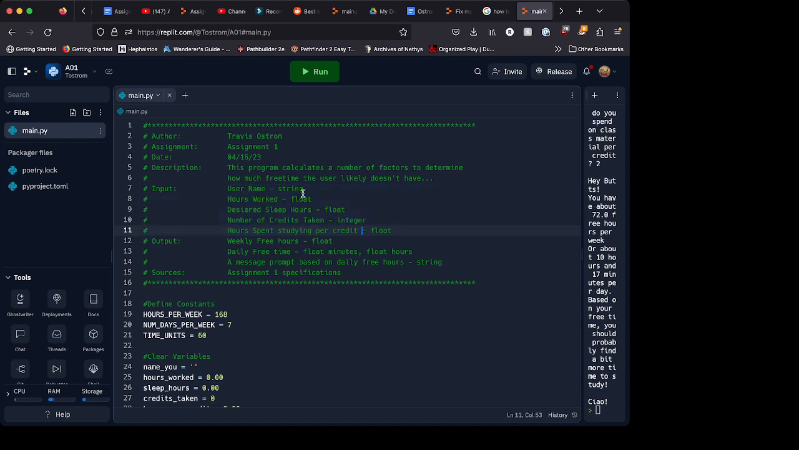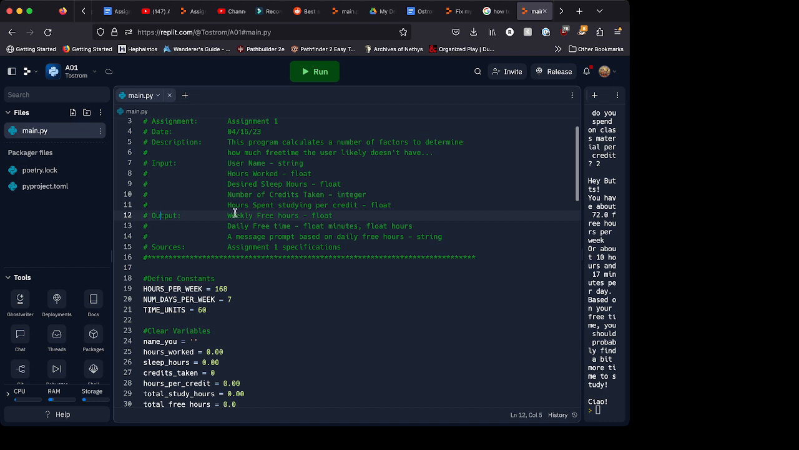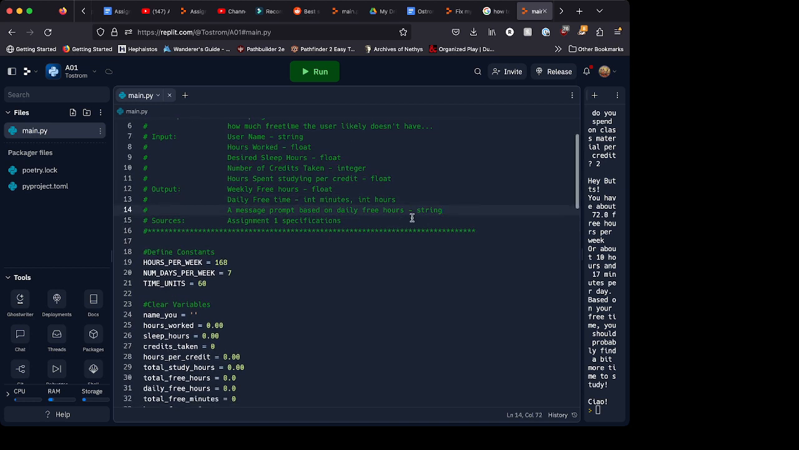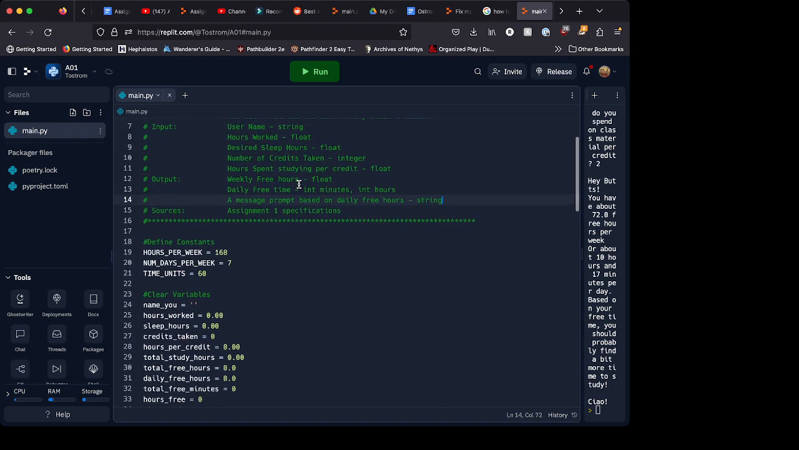All the inputs I have: username, string; hours worked, float; desired, if I can spell, sleep hours, float; number of credits taken, integer; and hours spent studying for credit, float. For outputs, weekly free hours, float; daily free time. I was able to get it to output float minutes and hours, but it's supposed to be integer minutes and integer hours. Then a message prompt based on daily free hours as a string, and I have this coupled with an if-else statement.